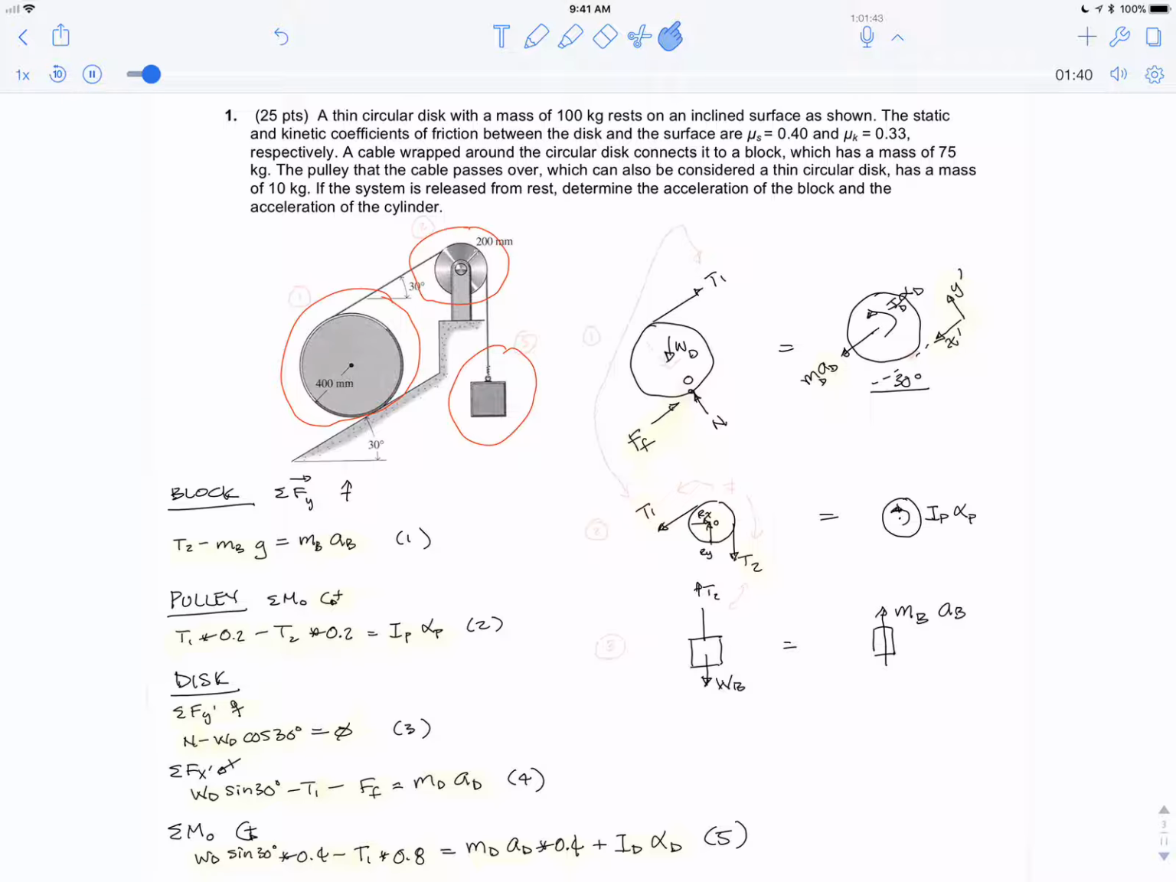I assumed it was going downhill because it's heavier than the block. So the disc is rolling downhill and moving, so it's rotating and moving. The pulley is only rotating, and the block is only translating. So it's a nice review problem. The block is only translation, the pulley is only rotation, and the disc has both.